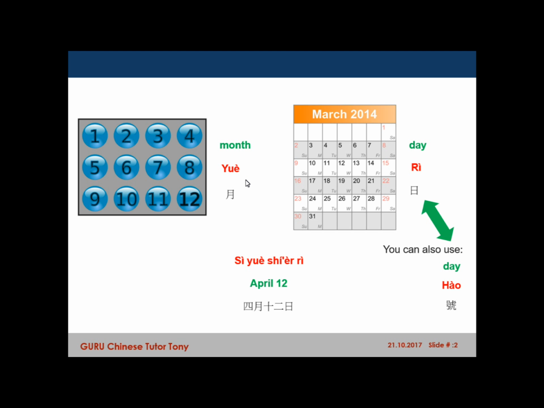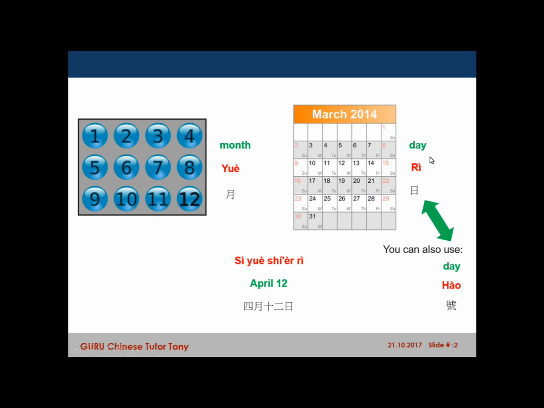Just as we mentioned in our past class, the numbers from 0 to 99, that kind of number you have tried to memorize very well. No matter whether we are going to express the time or the telephone number, you always need to use the numbers from 1 to 10. So 1月, January.